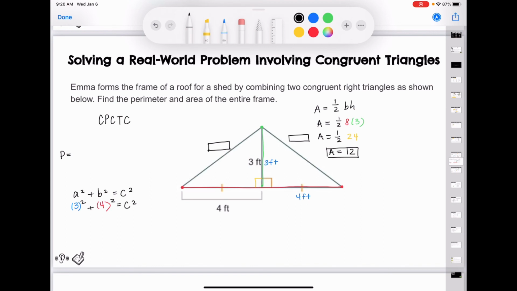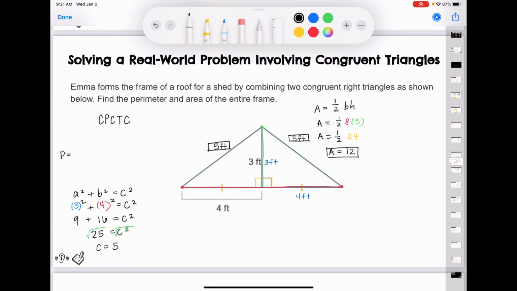So 3 times 3, that's what squared means, gives us 9. 4 times 4, which is what squared means, gives us 16, equals c squared. So we have 25 equals c squared. We need to get rid of our squared. So what we would do is we would do a square root, which negates those. So c would be the square root of 25, which is 5. So that gives us that c is 5, which means that this would be 5 feet, and this would be 5 feet, right? Because they are congruent to each other.